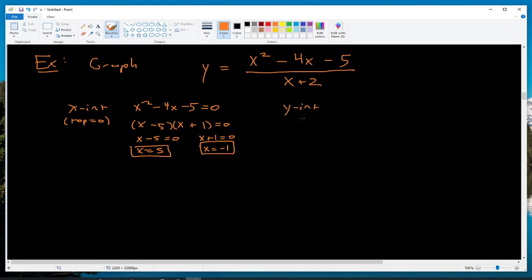For the y-intercept, this is what happens when we set x equal to 0. If I put 0 in for all my x's, I want to see what I get back. I get -5 over 2. So that's my y-intercept at -5/2. For the vertical asymptote, this is what makes the bottom equal to 0.